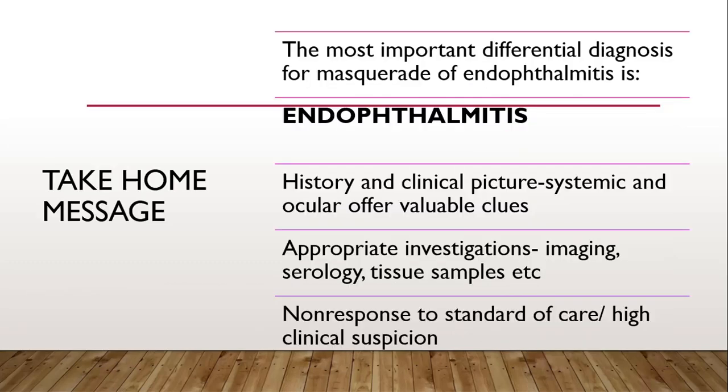So take-home message: before you think about all the masquerades, the most important differential diagnosis for a masquerade of endophthalmitis is endophthalmitis itself. Because that is very serious and you have to tackle it at once. History and clinical picture, systemic and ocular, offer valuable clues. Appropriate investigations, imaging, serology, tissue samples, etc. should be advised as per the case. Non-response to standard of care for endophthalmitis, you have to again think about these masquerade syndromes. Thank you.